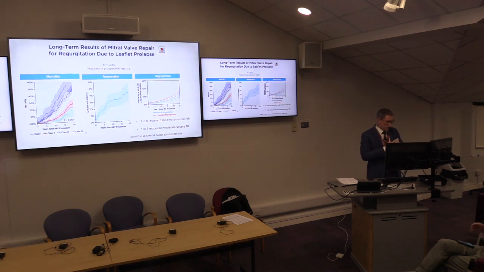This is more of the same. So again, a big surgical, multi-centre prospective registry effort, and this is looking at results of mitral valve repair for regurgitation due to leaflet prolapse. The thing that strikes me is that there's pretty good durability here. 1 in 8 had recurrent, either moderate or severe MR within a median survival, I think, of about 5 years.